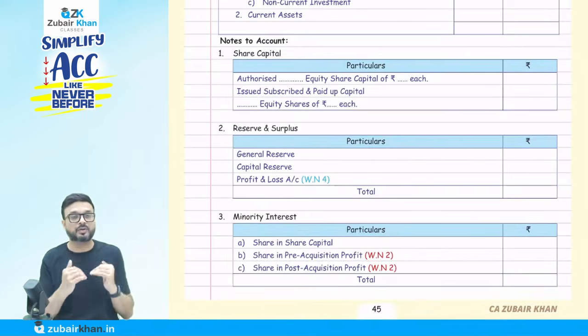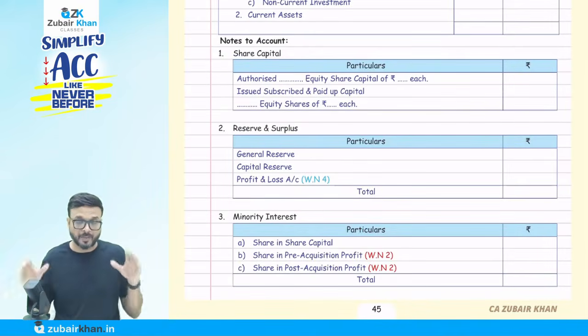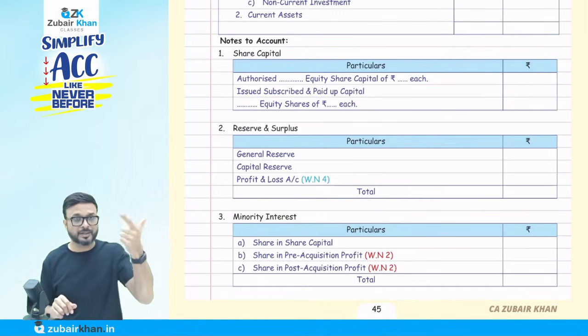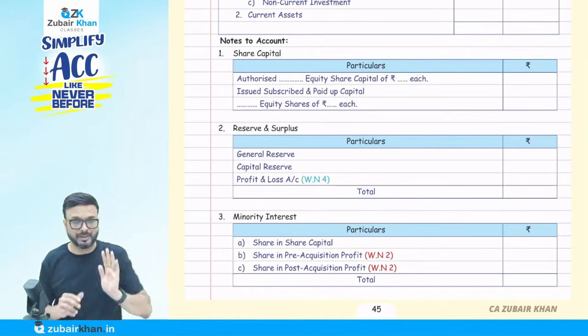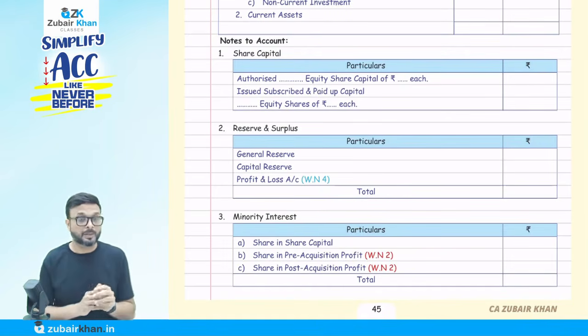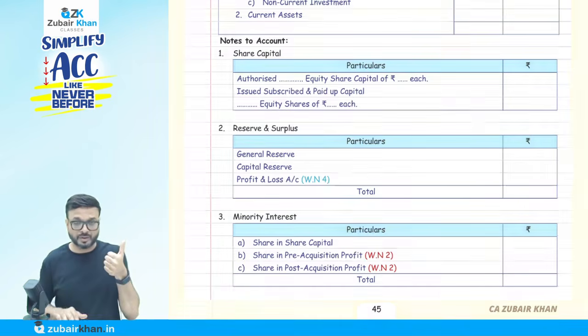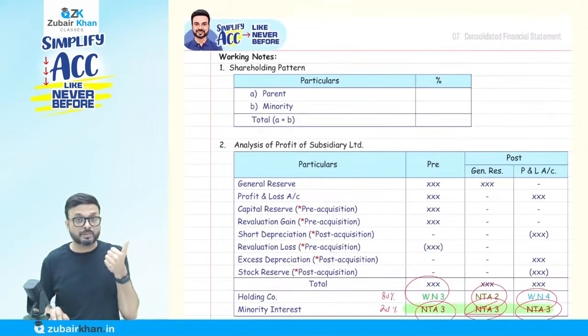Let me summarize for you in a simple form. First, you'll draw a balance sheet. How many notes to account? 4: share capital, reserve and surplus, minority, and PP. Then how many working notes? 4. First, shareholding pattern. Then analysis of profit of subsidiary company.